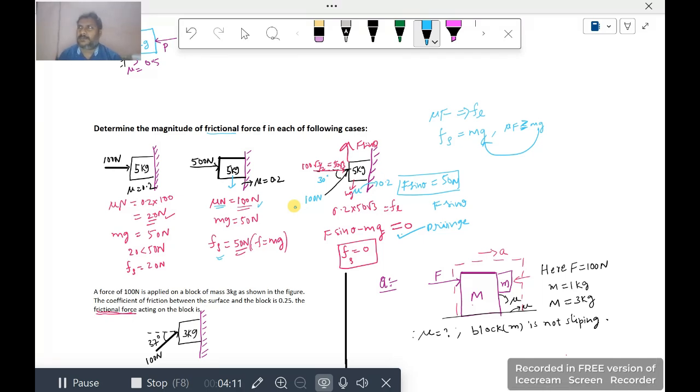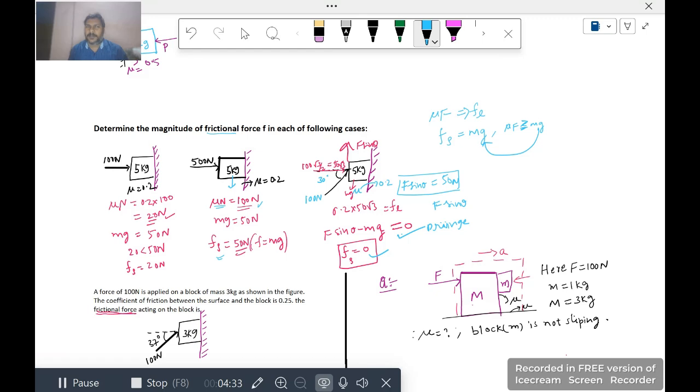Okay, if F sin theta is maximum, it will move upwards. If F is minimum, it will move downwards. So now F sin theta minus mg is equal to 0. That means the driving force is 0, which means the frictional force is 0 here. Applied force is 0. Driving force is 0 in this case.